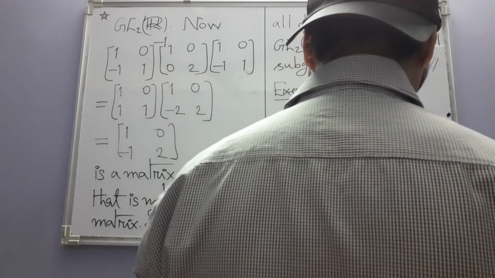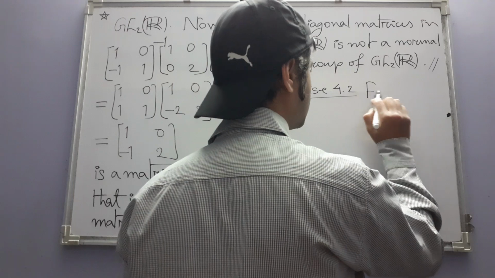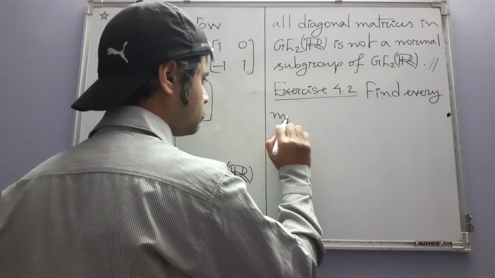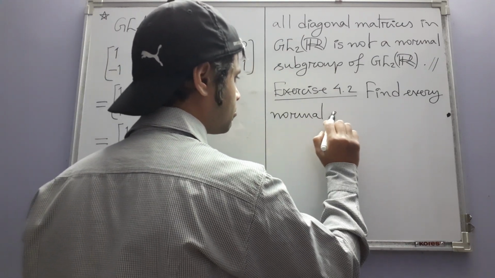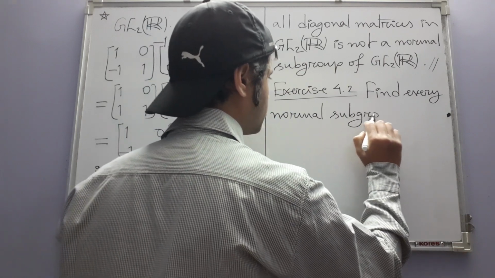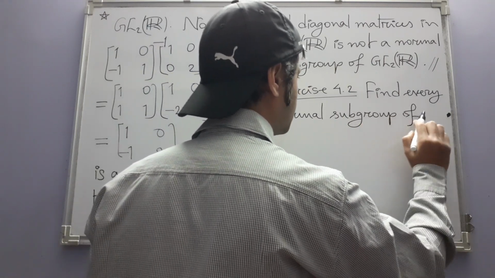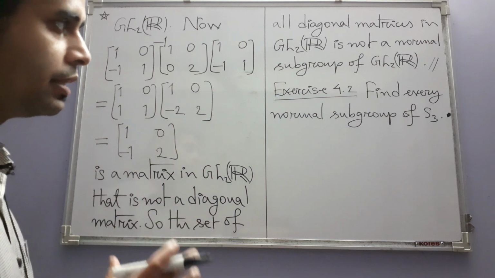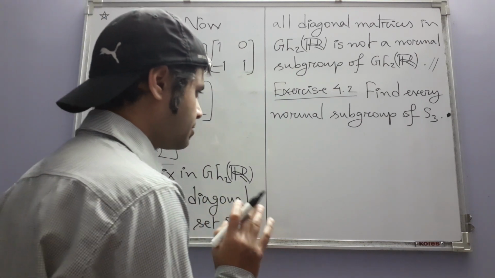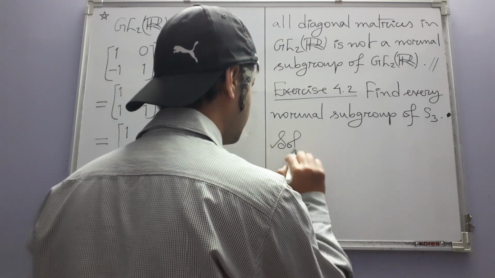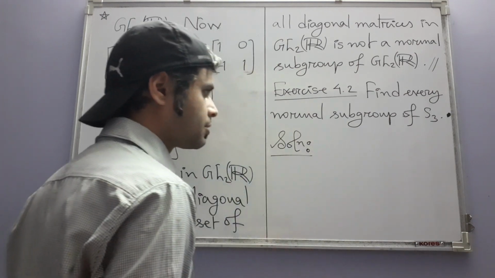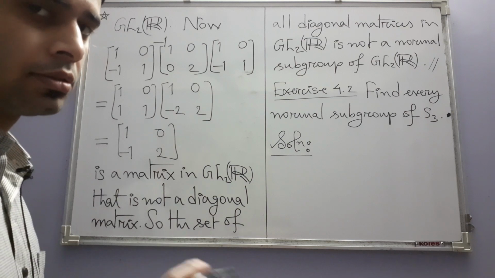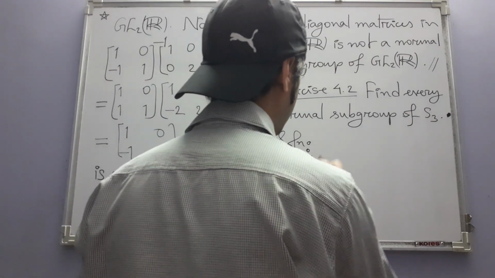Find every normal subgroup of S3. Every normal subgroup of the symmetric group of degree 3. So we need to recall all the elements of S3. That's the first thing we have to do, and then we will see what the subgroups of S3 are, all subgroups in fact, and then we will decide which one of them are normal and which ones are not.